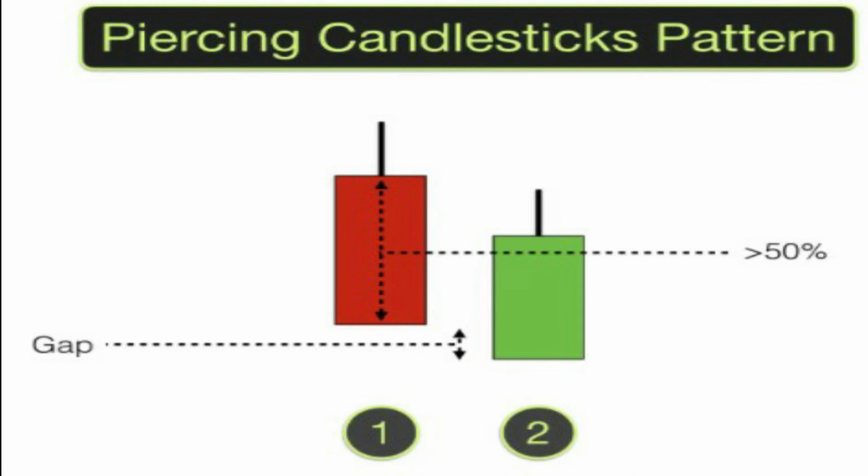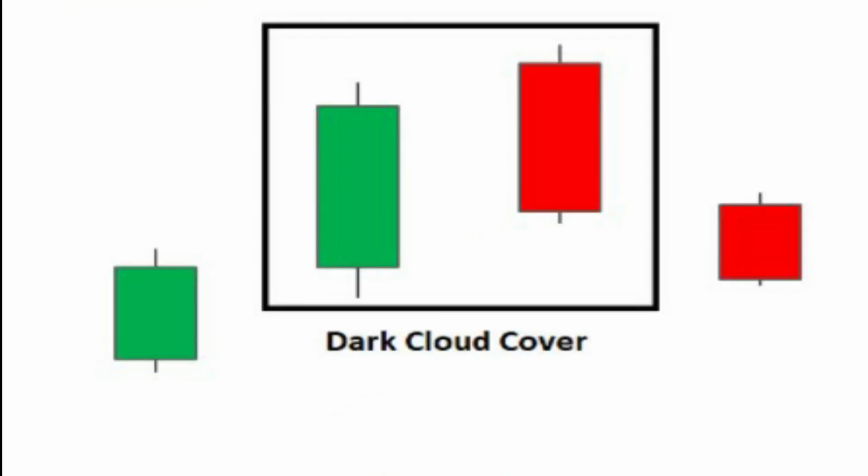Piercing line. A long black session is followed by an opening at a new low, but it closes above the midpoint of the first session. Dark cloud cover. This pullback in the second session will cause bulls to question their stance.